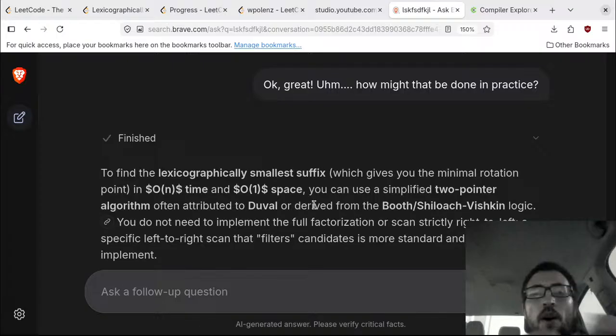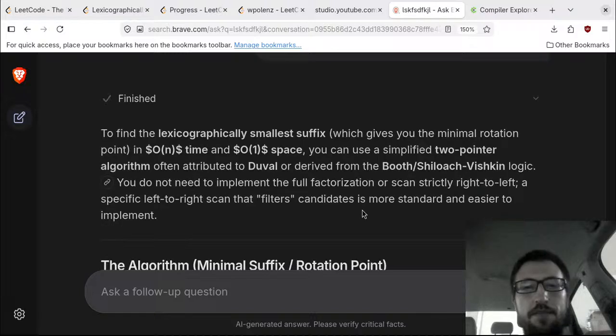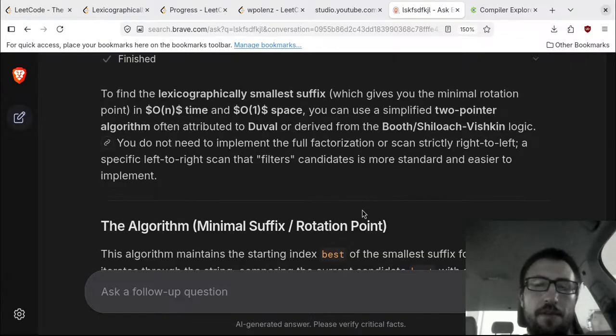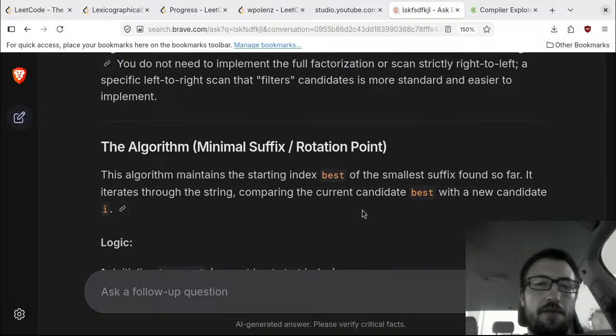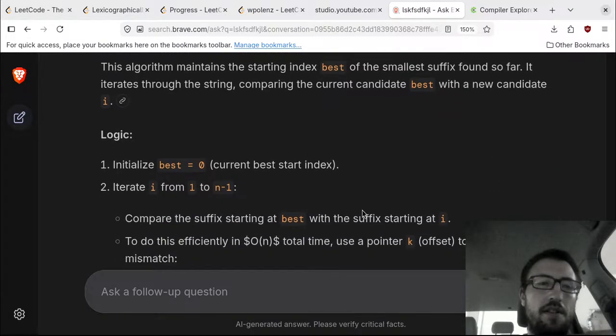To find the lexicographically smallest suffix, which gives you the minimal rotation point in linear time and constant space, you can use a simplified two-pointer algorithm often attributed to Duval, derived from the Booth-Shiloach-Vishkin logic. You do not need to implement the full factorization or scan strictly right to left. A specific left to right scan that filters candidates is more standard and easier to implement. Minimal suffix rotation point maintains the starting index best, the smallest suffix found so far. Iterate through the string, comparing the current best candidate to the new candidate.